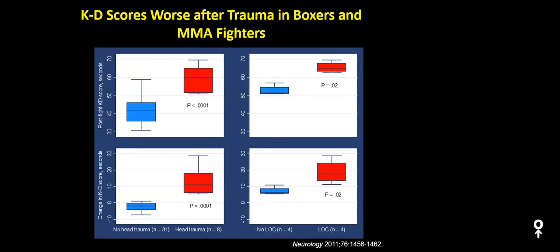And what I'm showing you here graphically is this disparity between individuals, both boxers as well as MMA fighters, from our original study, showing that it takes longer to do this simple test of rapid number naming among individuals that have been concussed, and particularly among individuals that have been concussed when associated with loss of consciousness. Next slide.